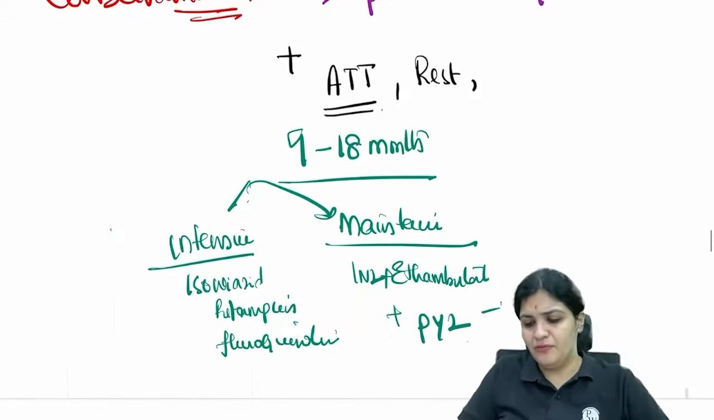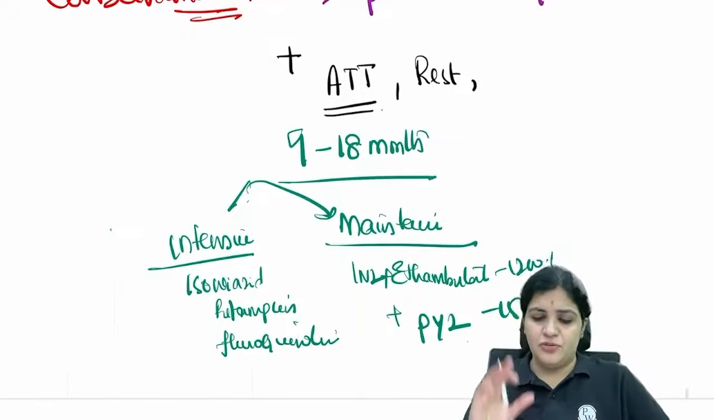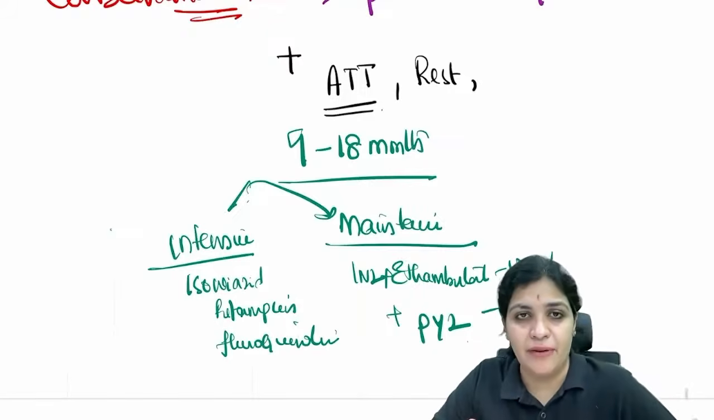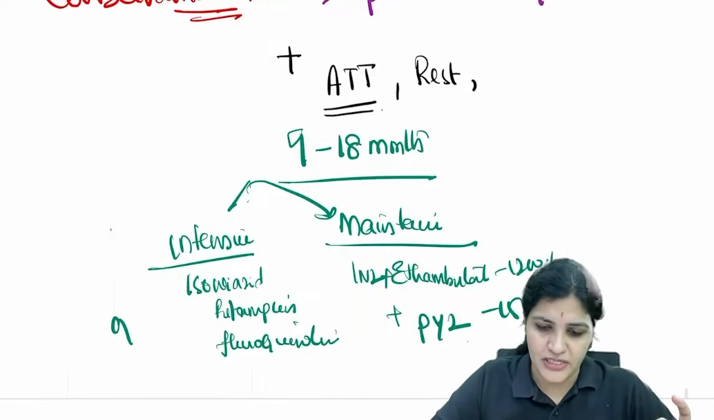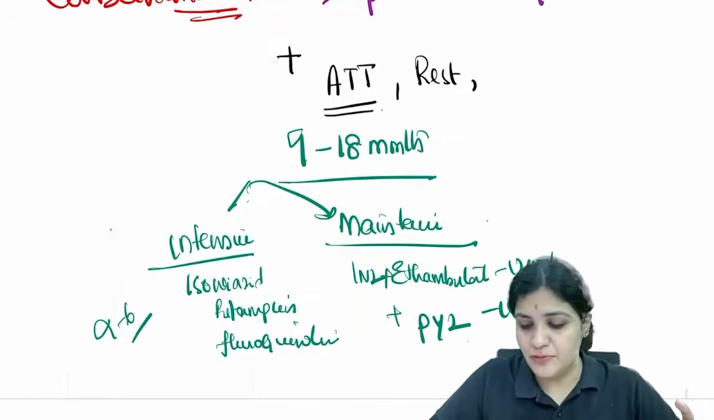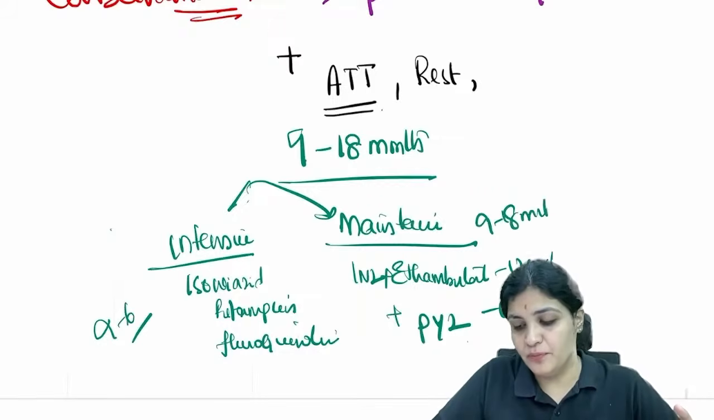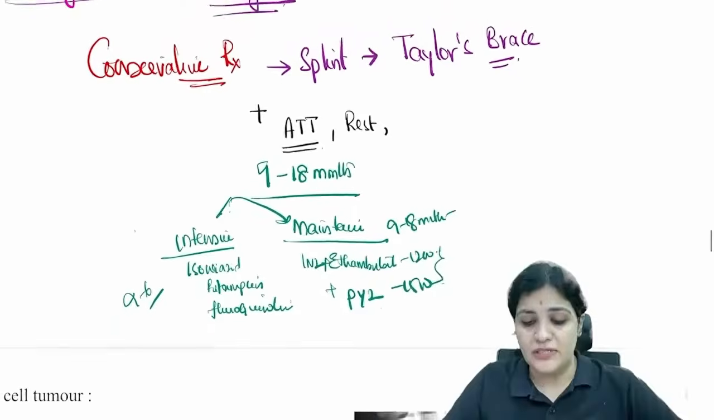So this is about 1500, this is about 1200, I think. So this is the treatment. We are going with isoniazid, rifampicin, and fluoroquinolones in the intensive phase, which runs for 4 to 6 months, and in total you have to go up to 9 to 18 months. So this is the treatment.